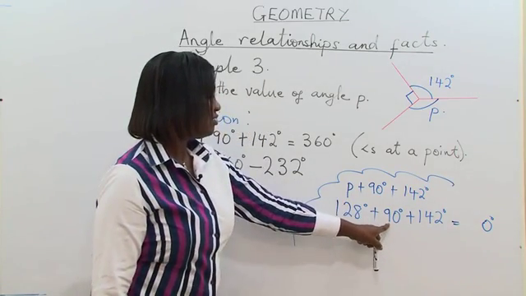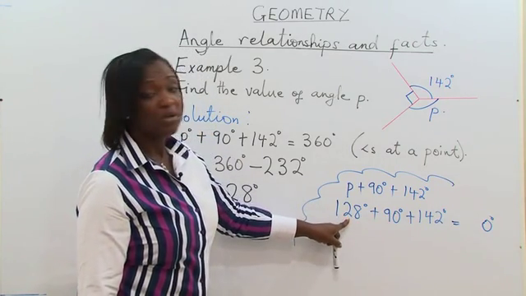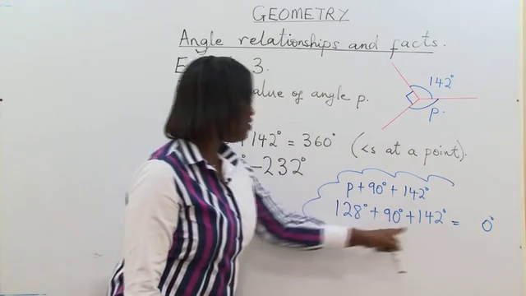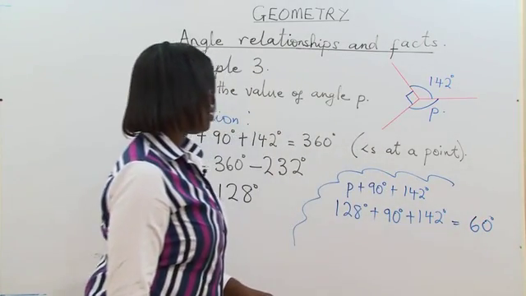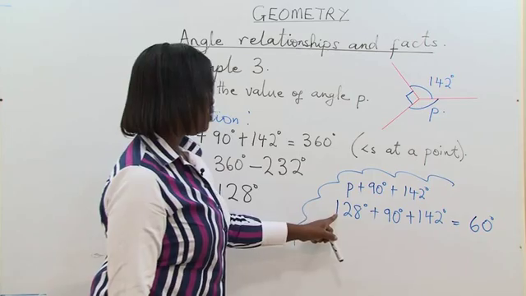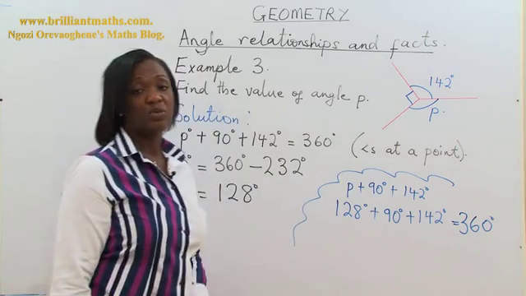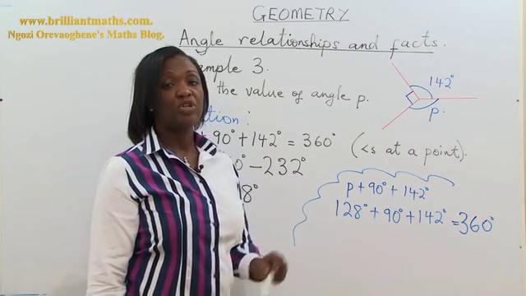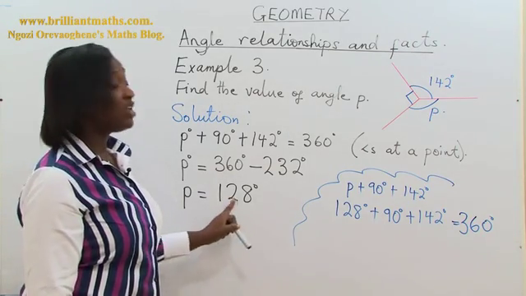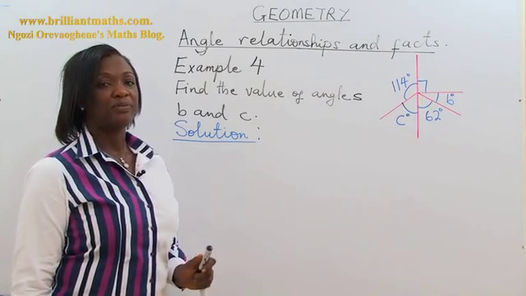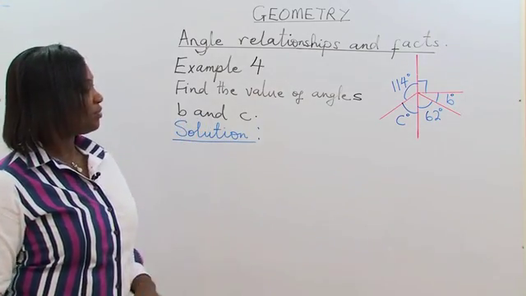4 plus 9 is 13. 13 plus 2 is 15, plus the 1 we're carrying over from 8 and 2, and that is a 6. Carry 1. 1 plus 1 is 2, plus another 1 is 3. So the sum of the three angles is equal to 360 degrees, which shows that the value of P is correct. It's actually 128 degrees.